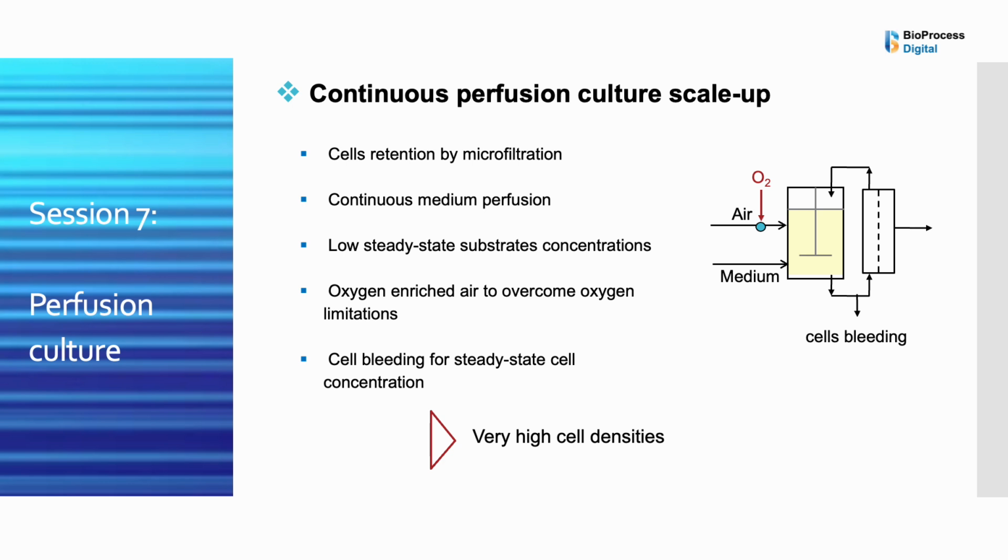In Session 7, you will explore the continuous perfusion mode of cell culture, a technology designed for achieving very high cell densities. In this system, cells are retained using an external microfiltration membrane module, while fresh medium is continuously perfused through the bioreactor. To support high cell densities, the air supply is enriched with oxygen to overcome potential oxygen limitations. Additionally, the process may include cell bleeding, where a small fraction of cells is regularly removed. This helps maintain a steady-state concentration of viable cells, optimizing long-term productivity.